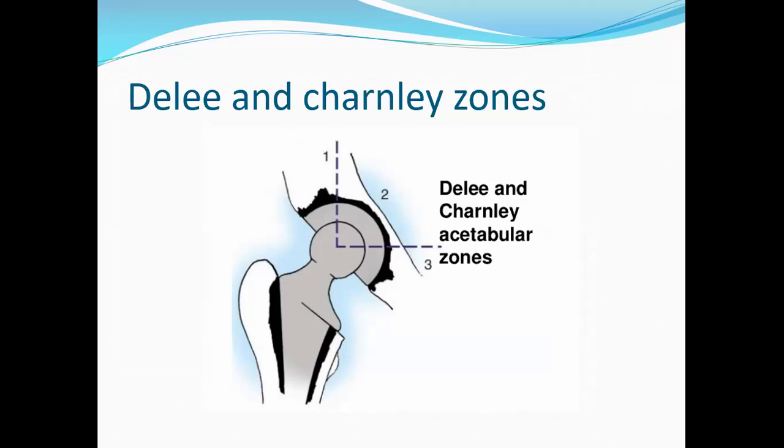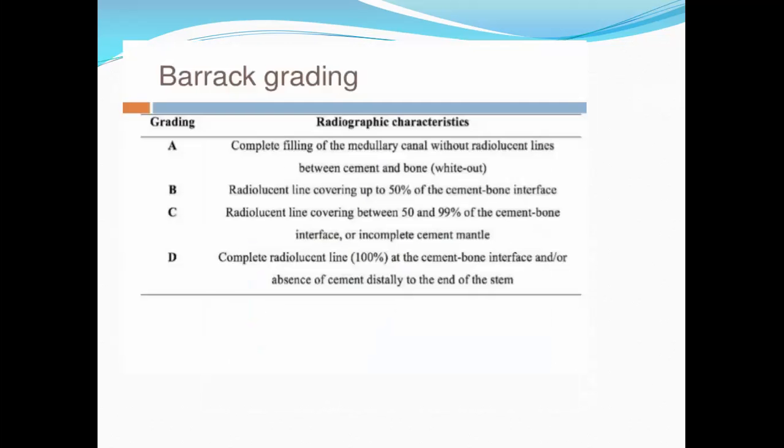All of these zones later on will help us know the progression and the grading of the osteolysis. In general, in the cemented, we'll start with femoral component osteolysis. Cemented: there are 2 systems. One of the systems is Barrack grading, A, B, C. Grade A is the medullary canal without radiolucent line, white out.